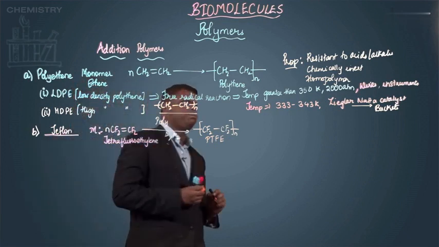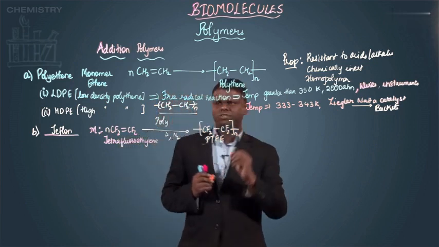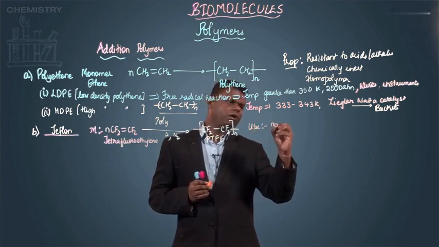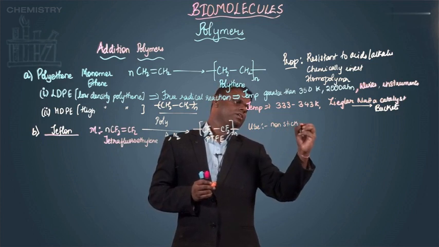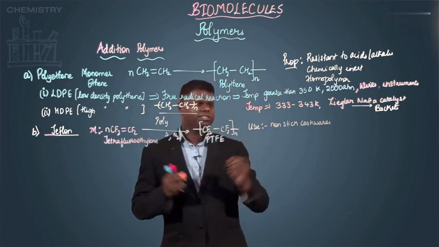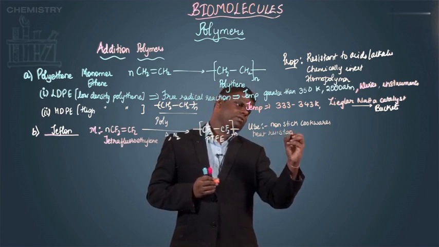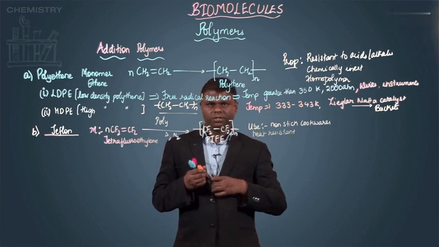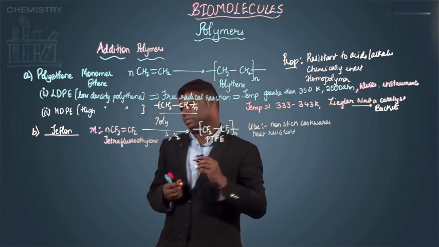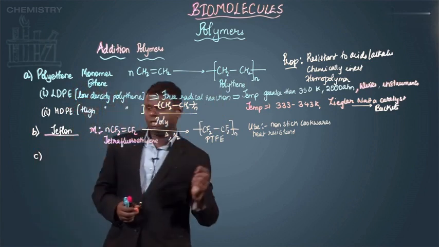Now let's see the properties. Resistant to acids and alkalis, chemically inert, and it's a homopolymer. And something which you are supposed to remember is the use. This is used in non-stick cookware, and this is heat resistant as well. Whenever you are cooking, many times your food gets stuck to the pan. When it is coated with Teflon, it doesn't stick. Of course, it is a homopolymer, and a linear polymer as well.